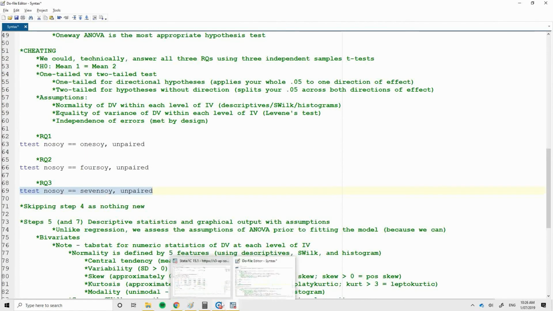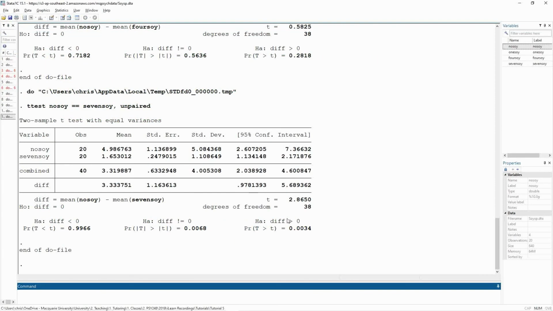Now, I guess the next question then is there a problem with this approach? Is there a problem with running 3 t-tests? And the answer, quite simply, is yes, there is. There's actually quite a big problem. And that problem is that every time we've run that test, we've used a p-value of 0.05. But it's the same IV, right? It's still just the amount of soy meals you had per week. We're just comparing different levels.